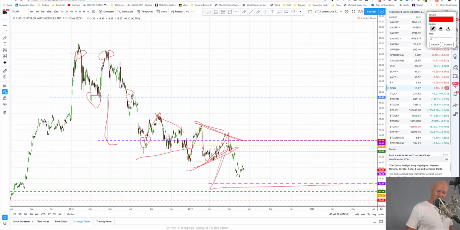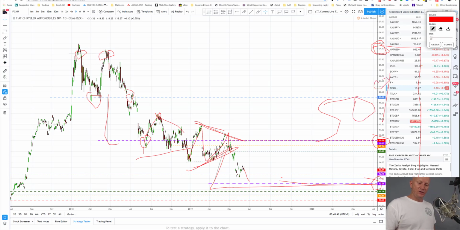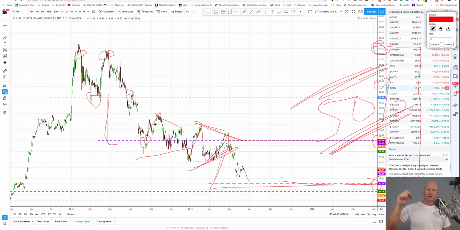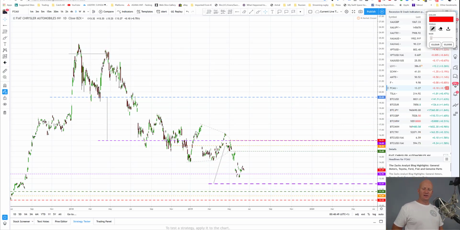More Japanesey, only not a Japanese car, an American one, on its way to its target of 12 from 16. Up top here was 24.5. You're looking at something that's a 50% loss. Your Fiat and your Chrysler vehicles, down potentially 50%. How'd you like them apples?